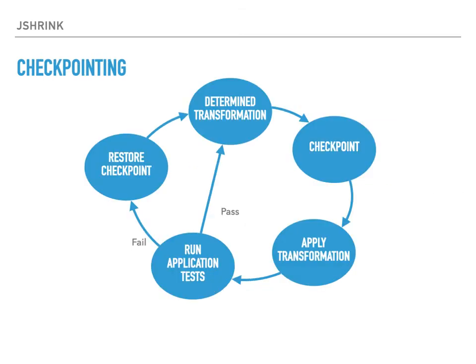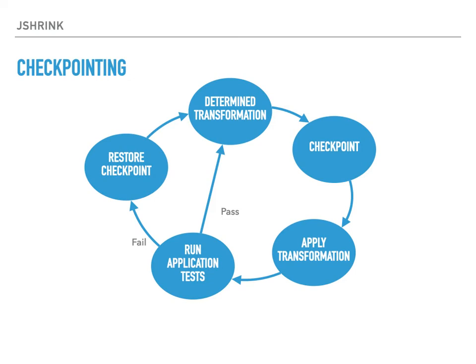It's worth here talking about checkpointing, which is another addition to JShrink. Checkpointing is our way of making JShrink safe. Checkpointing works by first checkpointing the application that's being transformed before applying the transformation. We then apply the transformation, run the application's tests, and if these tests pass, checkpoint again and apply another transformation.